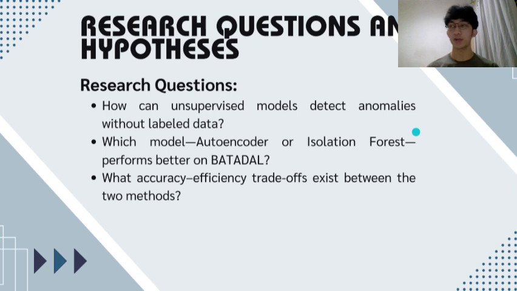Now, let's look at our research question and hypothesis. Our work addresses these three questions. First, how can unsupervised models detect anomalies without labeled data? Second, which model, Autoencoder or Isolation Forest, performs better on BATADAL? And finally, third, what accuracy-efficiency trade-off exists between these two methods?